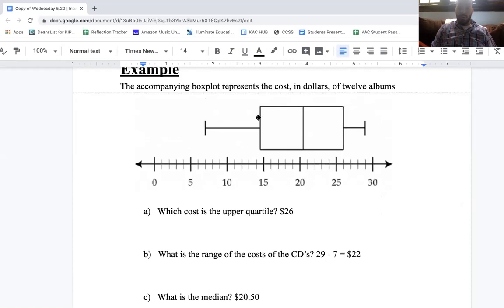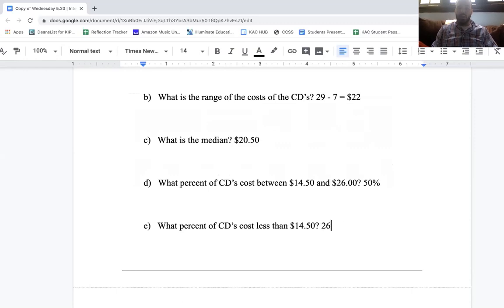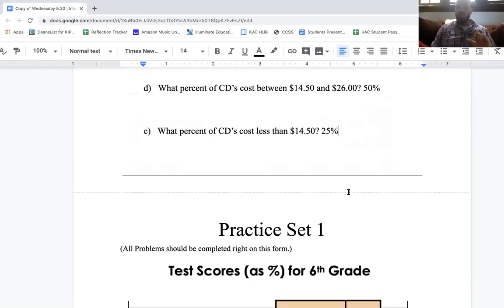What percent of the CDs cost less than $14.50? $14.50 is here, which is my lower quartile, so it's asking about this part of the graph. What percent is this part of the graph? It's 25%. Each section of the graph is 25%. That's why we call them quartiles.